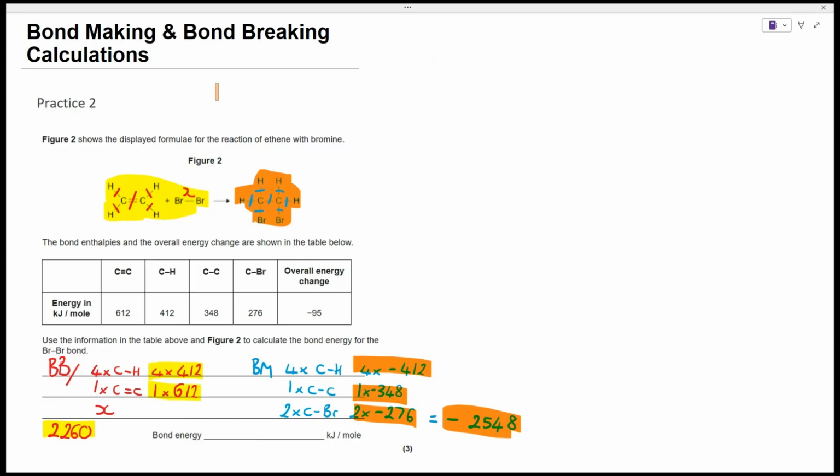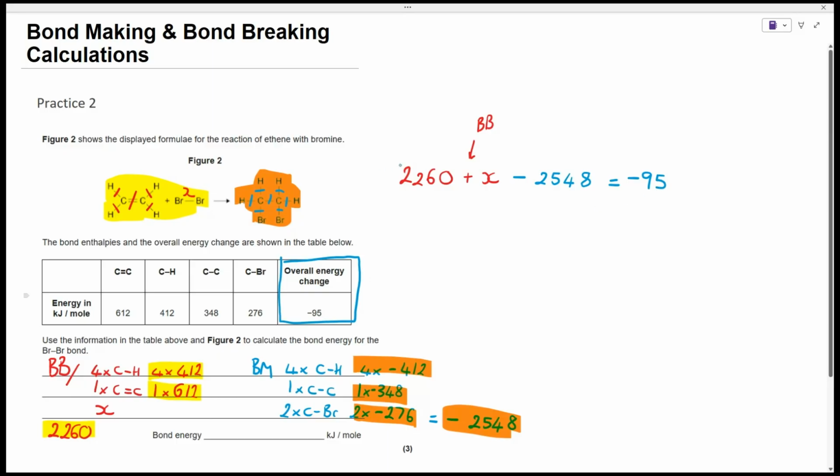Now, what I have to do next, I have to write my equation in a mathematical way so I can solve it. So what I'm going to do, I'm going to do my bond breaking first, which is 2260 plus x. Notice I'm using the plus x because it's bond breaking that it falls on. And then all of my bond making are going to be negative numbers. And I've only got one, and it's going to be minus 2548. And that will all equal the answer, which is the overall energy change, which has been given to me, which is minus 95.